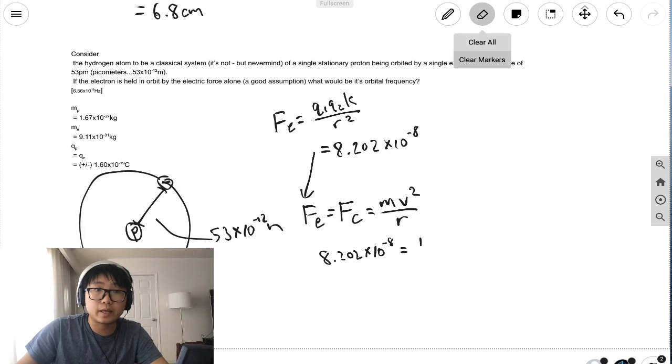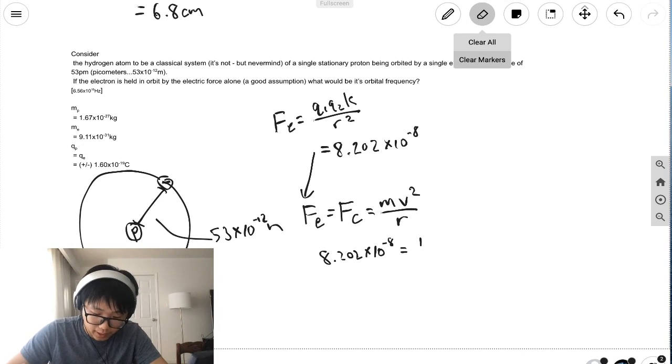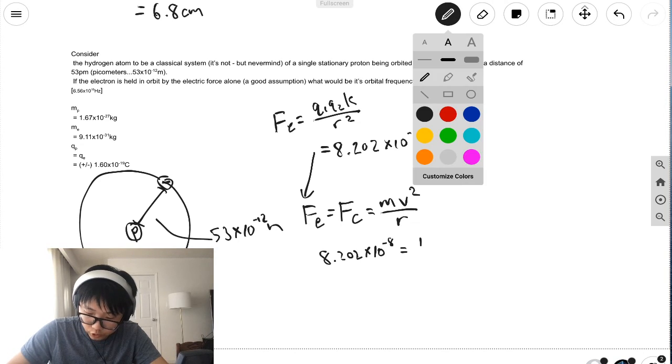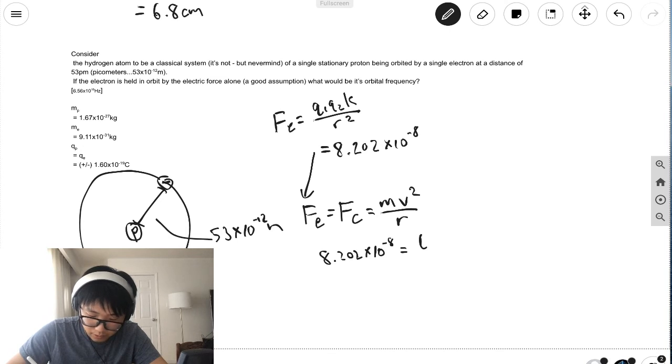Oh, you're solving for v now? But just before you do that, am I using the mass of the electron or the mass of the proton? Electron, right, because it's relative to the tangential velocity of the actual electron. So we're going to use the electron, because just because the charge is the same doesn't mean the mass is the same between proton and electron. In fact, the electron is quite a bit lighter.